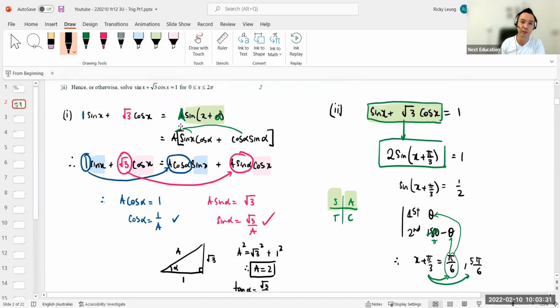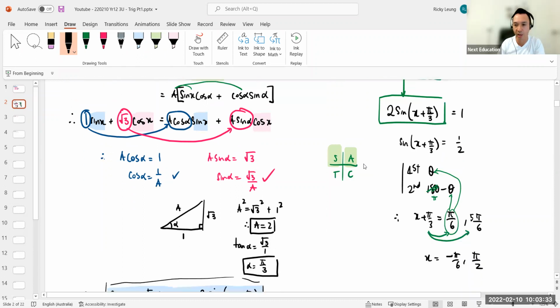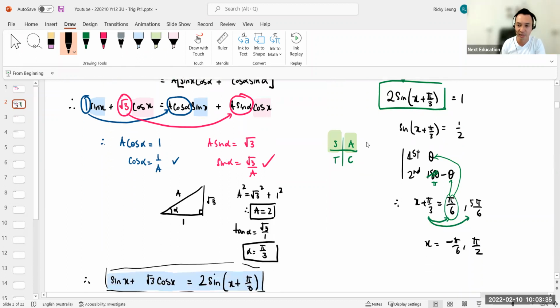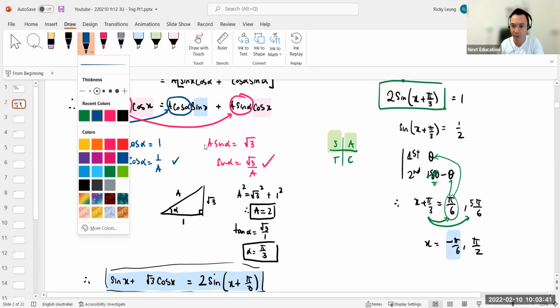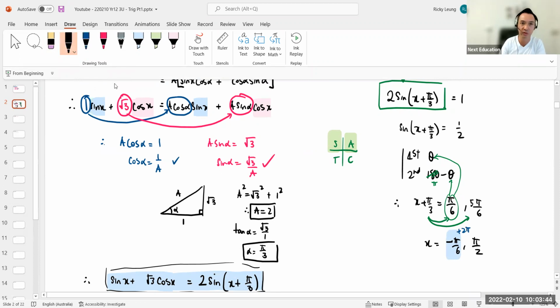Now, look at the domain. You want between 0 and 2 pi. Almost there. This is almost your answer, but this answer here is negative. So I'm just going to add 2 pi to make it come back within the domain that I want. So therefore, my final answer will be this guy plus 2 pi. Was that 11 pi on 6 and pi on 2. Final 2 answers.